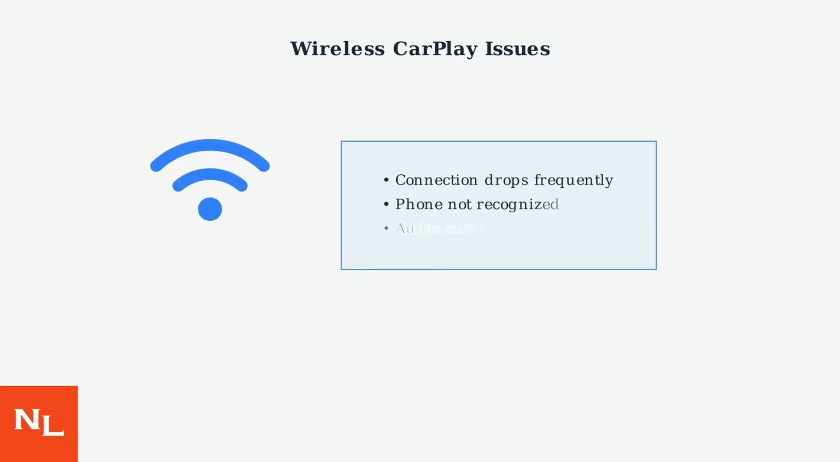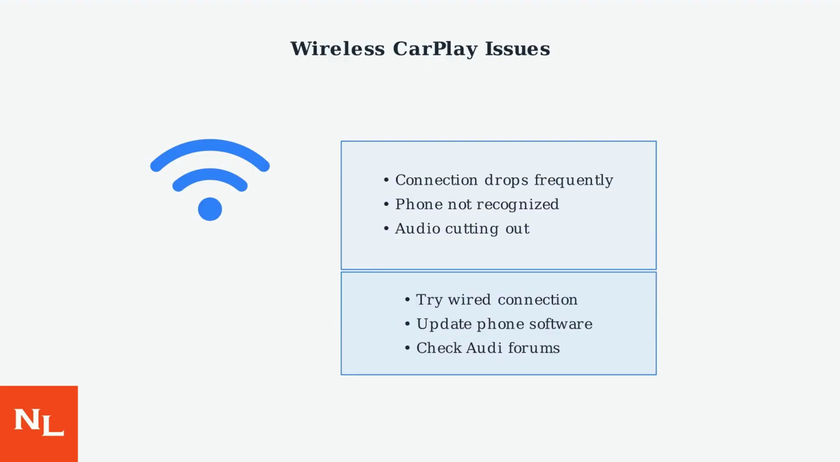When basic troubleshooting fails to resolve your Audi Q5 MMI issues, advanced solutions become necessary. Wireless CarPlay connectivity problems often persist despite standard resets and require specialized approaches. Alternative solutions include switching to wired CarPlay connection, checking for phone software updates, or consulting Audi user forums for model-specific fixes that other owners have discovered.